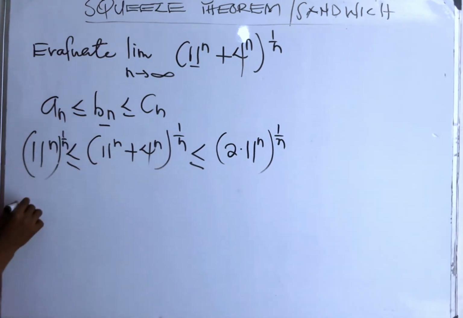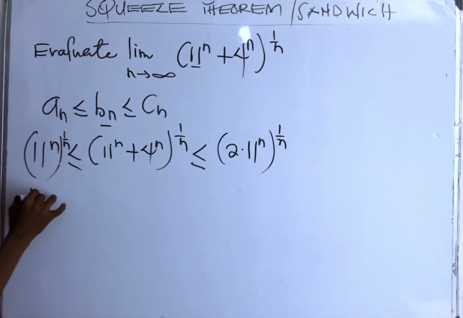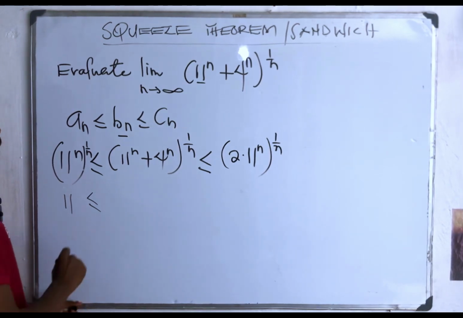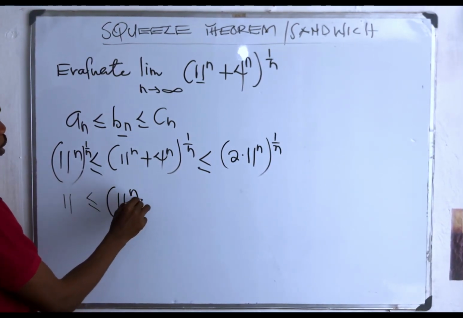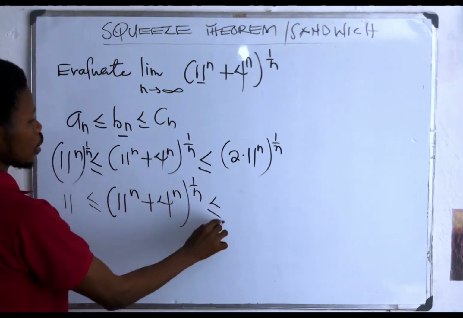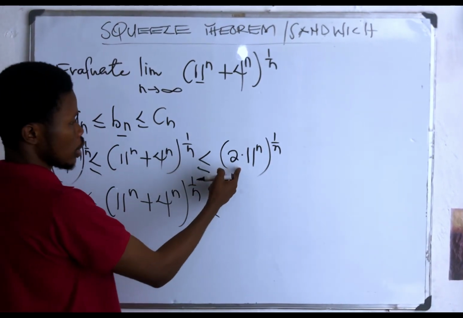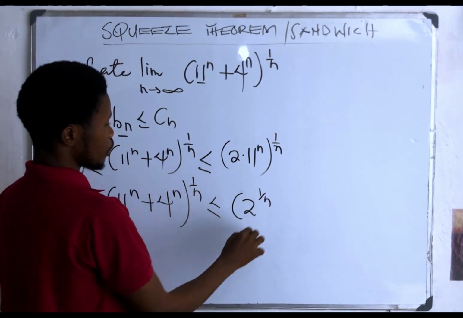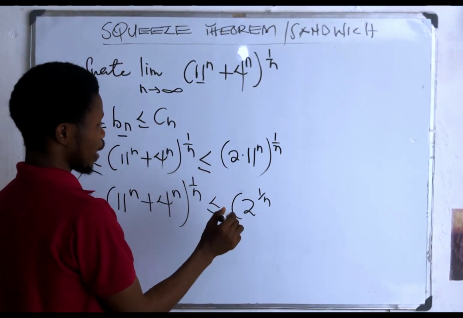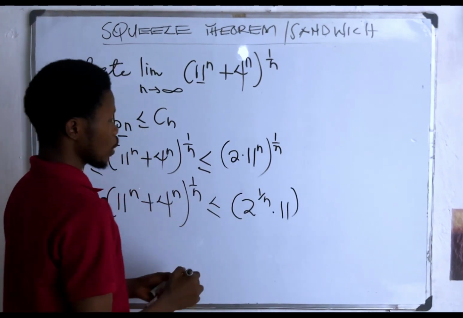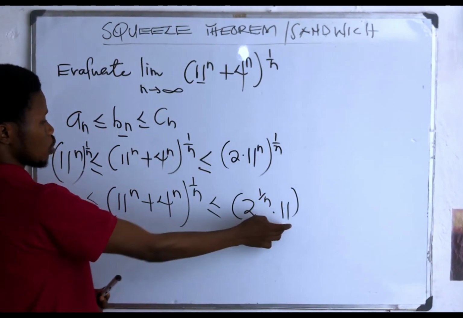If I simplify, I'm going to have 11 less than or equal to, I'll maintain this, 11 to the power n plus 4 to the power n, all to the power 1 over n, less than or equal to 2 to the power 1 over n times 11, because the n will cancel this, so you leave only 11.